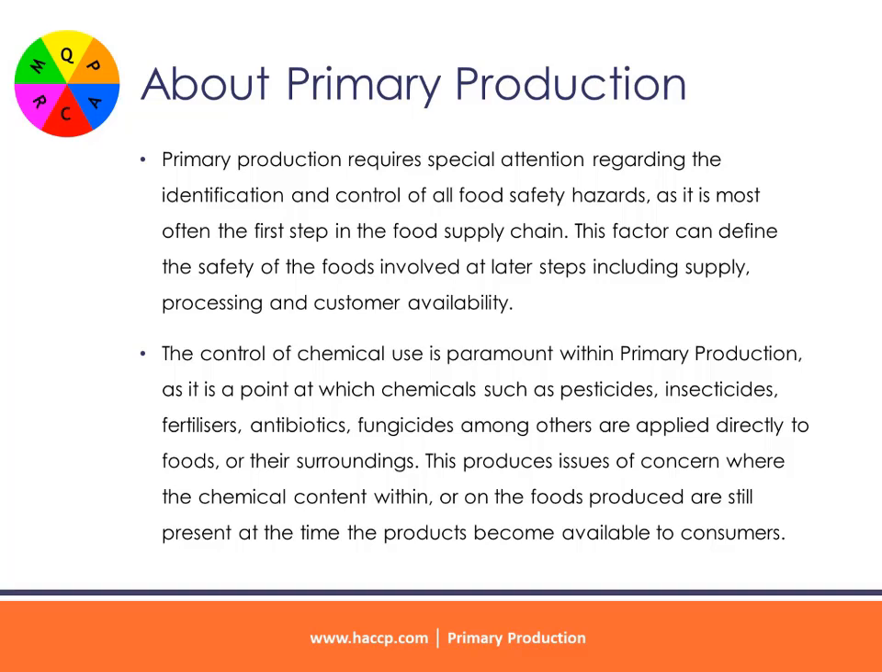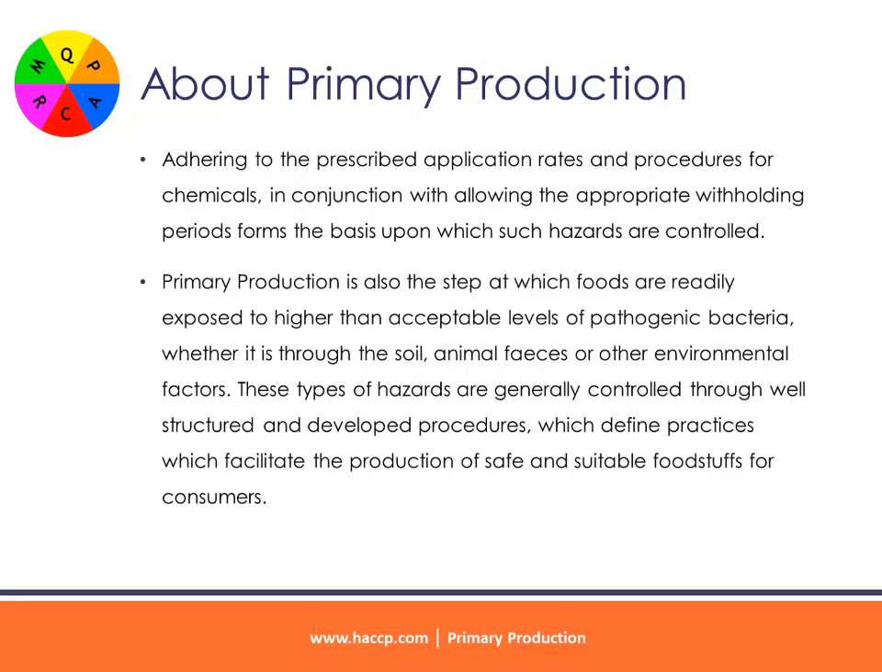The control of chemical use is paramount within primary production, as it is a point at which chemicals such as pesticides, insecticides, fertilizers, antibiotics, fungicides, among others, are applied directly to foods, or their surroundings. This produces issues of concern where the chemical content within, or on the foods produced are still present at the time the products become available to consumers. Adhering to the prescribed application rates and procedures for chemicals, in conjunction with allowing the appropriate withholding periods, forms the basis upon which such hazards are controlled.